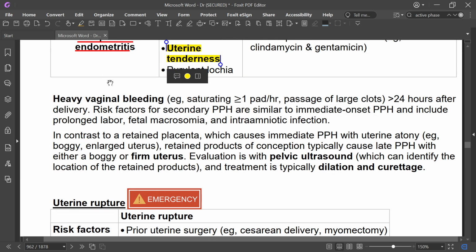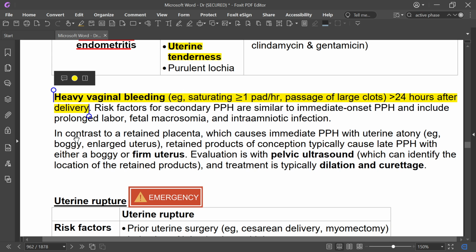Heavy vaginal bleeding means saturating more than 1 pad per hour and passage of large clots more than 24 hours after delivery. Risks for secondary PPH are similar to immediate onset PPH, including prolonged labor, fetal macrosomia, and intraamniotic infection.